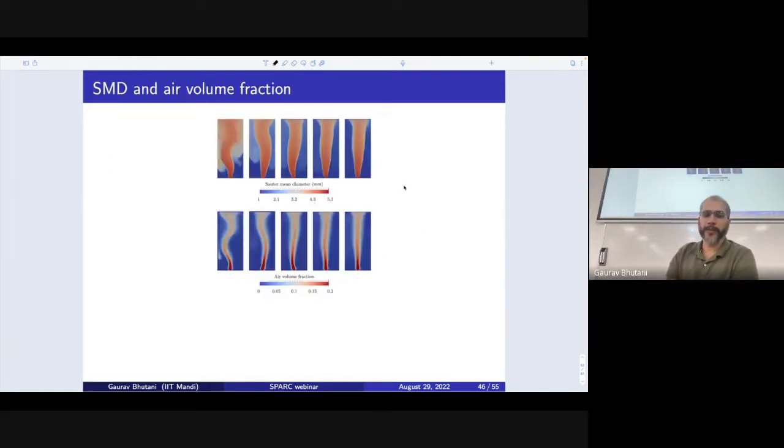And when we do that, what you see in this figure is, on the top, the Sauter mean diameter. So we can see that the diameter can be tracked, and we can also track more accurately now the air volume fraction. So you can see that there's a plume that oscillates and then gets steady.